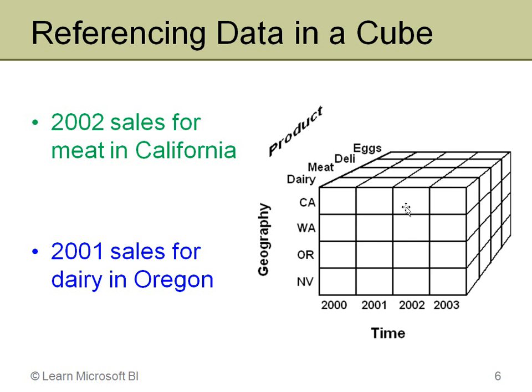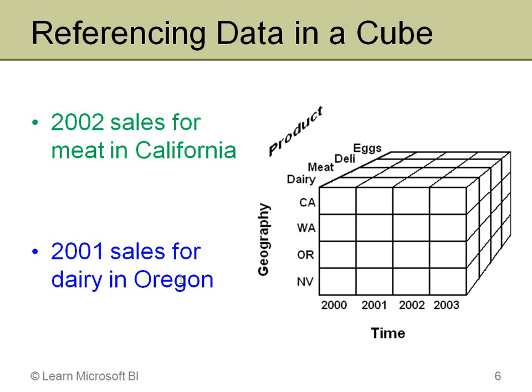So if you take this 2002 slice of the cube and then the California slice of the cube, you're now in this one piece, and the top of it, and we're interested in meat, so it's actually this cell right here that I'm moving the cursor over. Okay, so that's where the value would be found. It is the intersection of those three dimensions.